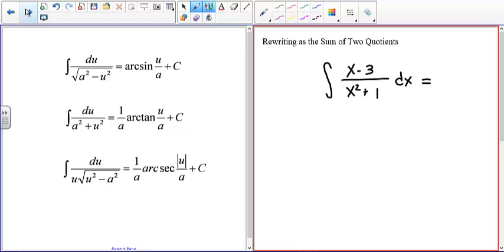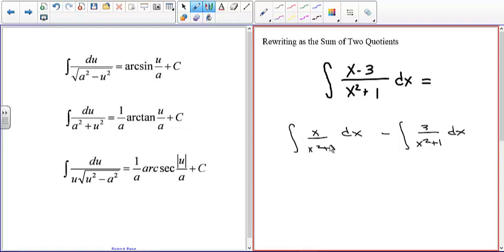In the other case, for the natural log, if it was just x over x squared plus 1, it would involve the natural log. If it was just 3 over x squared plus 1, then I could use the arctangent. Well, what I can do is make this into two quotients instead of one by dividing each term in the numerator by the same denominator. So I'd rewrite this as the integral of x divided by x squared plus 1 dx, and then minus the integral of 3 over x squared plus 1 dx.